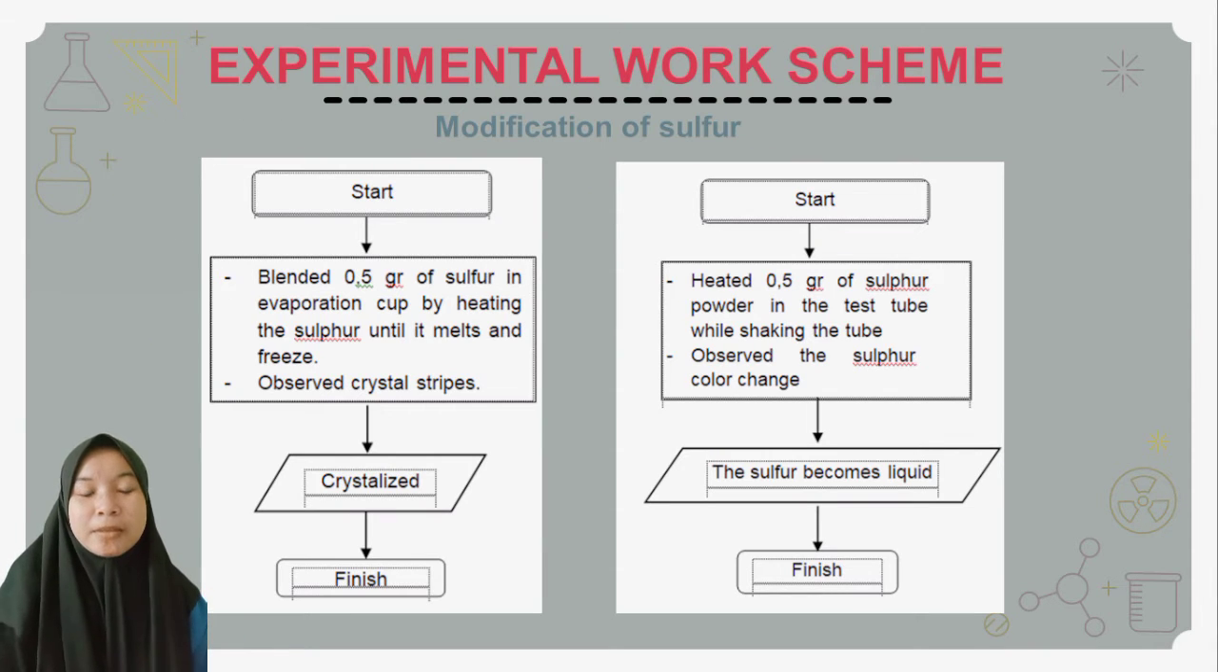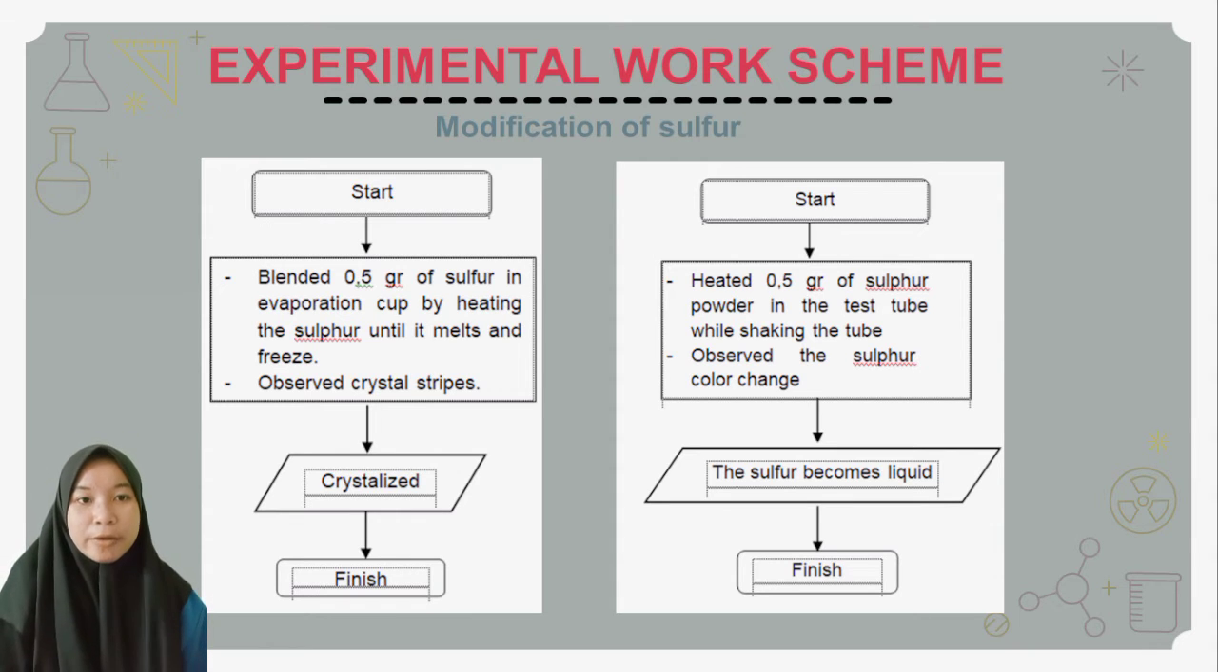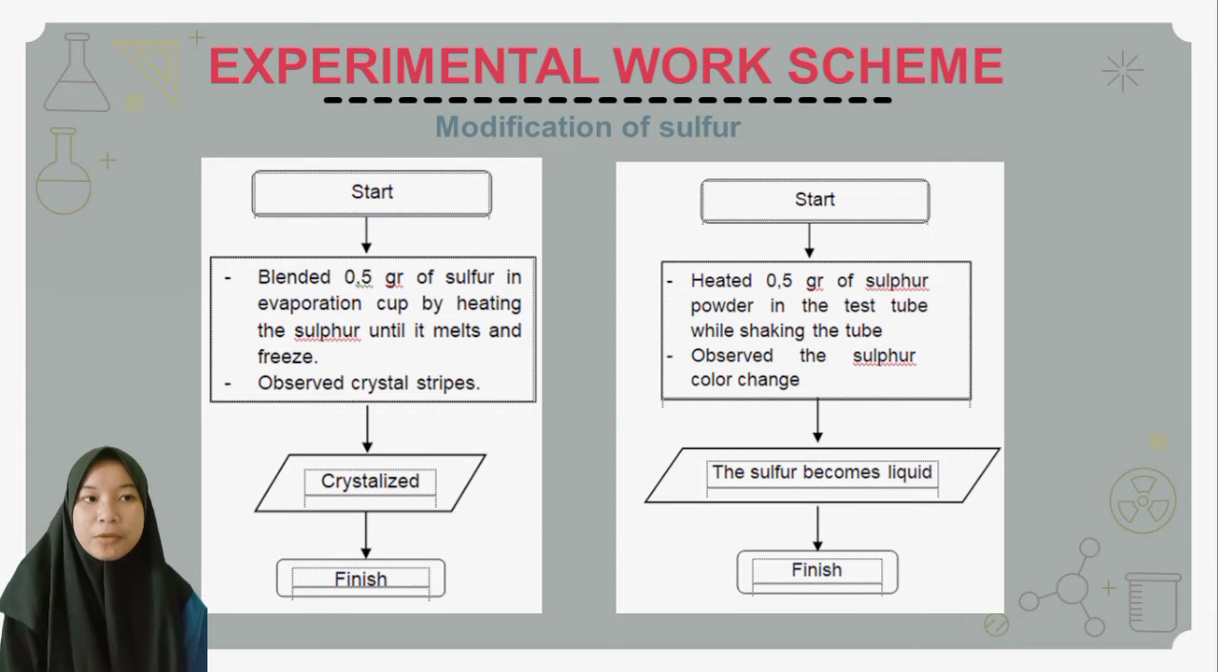Next, experimental work scheme: modification of sulfur. First, start. One, blend 0.5 gram of sulfur in an evaporating cup by heating the sulfur until it melts and freezes. Two, observe the crystal strips. And next, crystallize and finish.